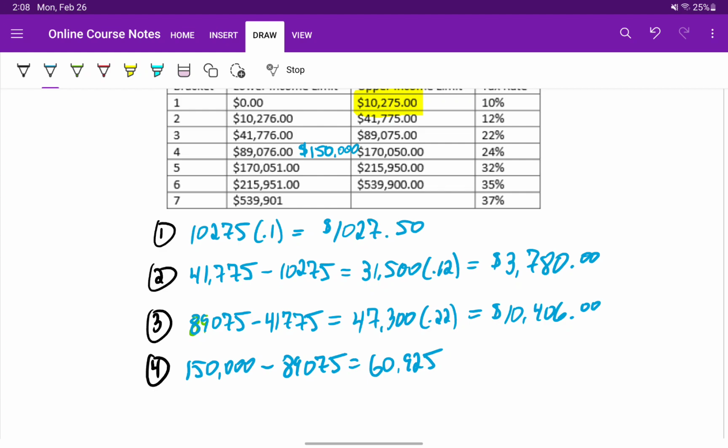Again, what we're saying is we earned $10,275 in that first bracket, $31,500 in the second bracket, $47,300 in the third bracket. That was the total amount in each of those brackets. But now in bracket 4, we only earned $60,925. The amount that we earned in this fourth bracket gets taxed at 24%, or $14,622.